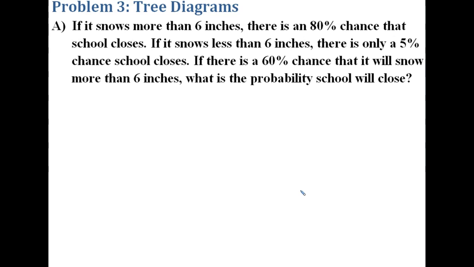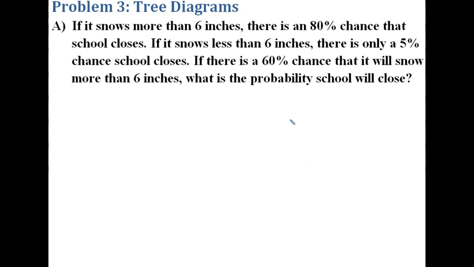The first type of problem we're going to look at today deals with tree diagrams. As far as how you know you have a tree diagram problem, that's going to happen anytime you have a conditional probability. In other words, an event whose probability is conditional upon other events taking place. So let's take a look at that.